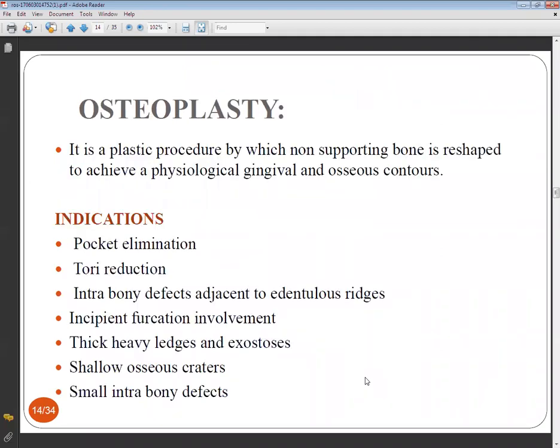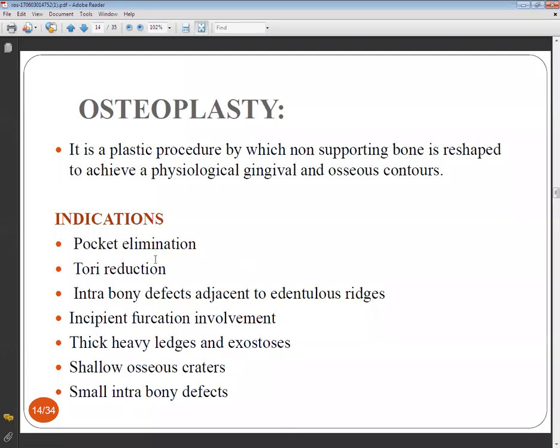Osteoplasty. As we know the definition, osteoplasty is a procedure by which reshaping is done to attain a proper physiological gingival osseous contour without compromising the supporting bone of your teeth. That is osteoplasty. Osteoplasty is indicated for pocket elimination, tori reduction, incipient furcation involvements like grade 1, thick heavy ledges and exostosis, shallow craters, and small intrabony defects. These are the few indications where we can go with osteoplasty.